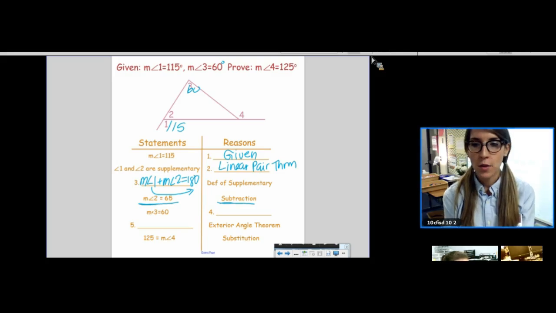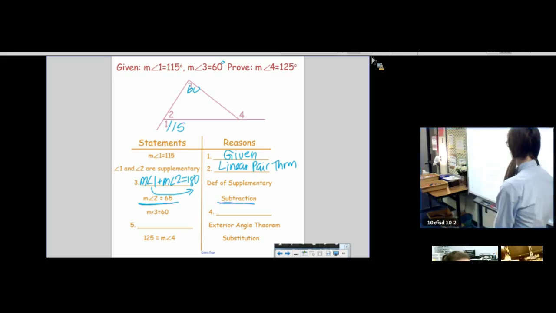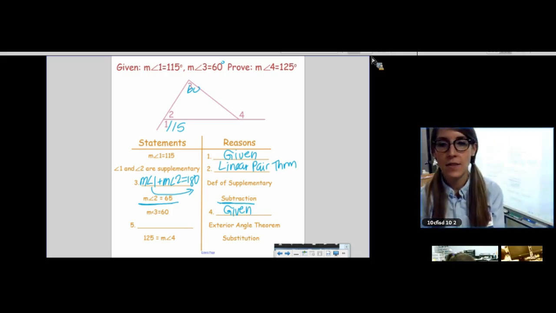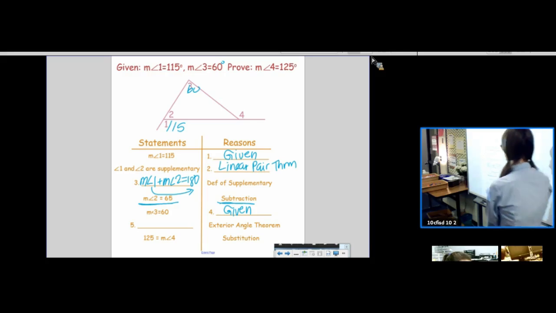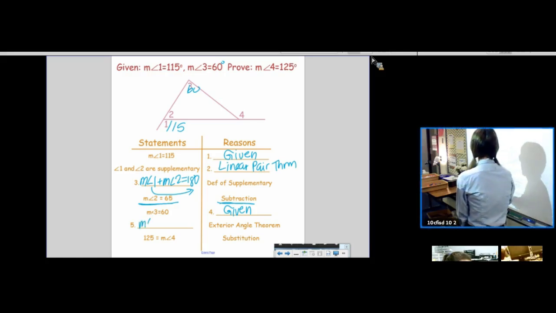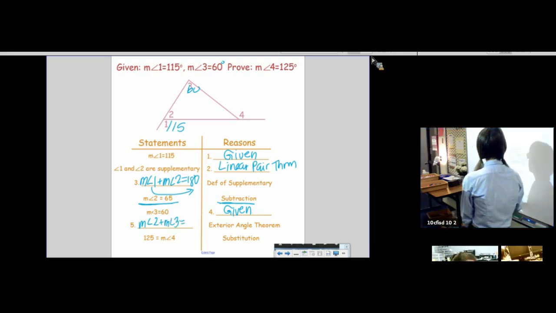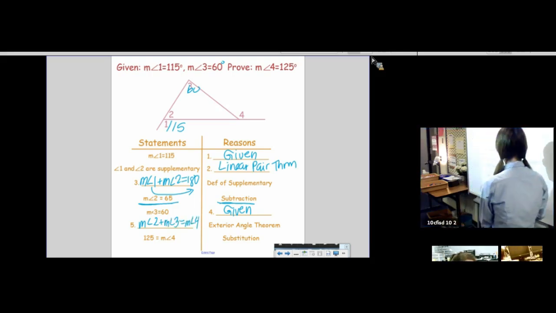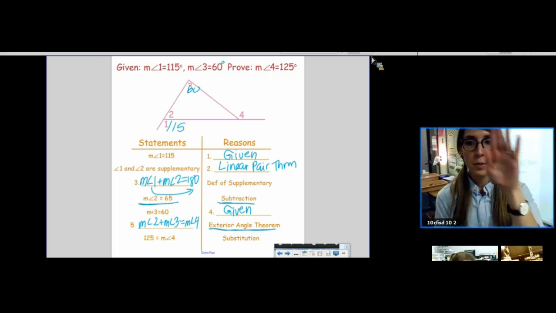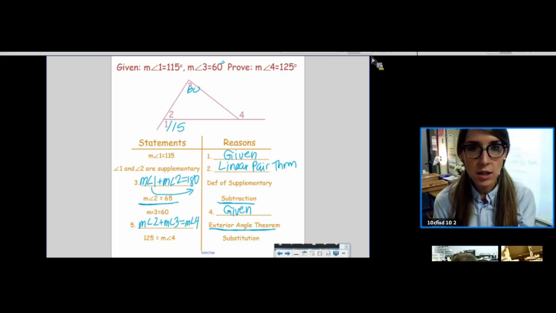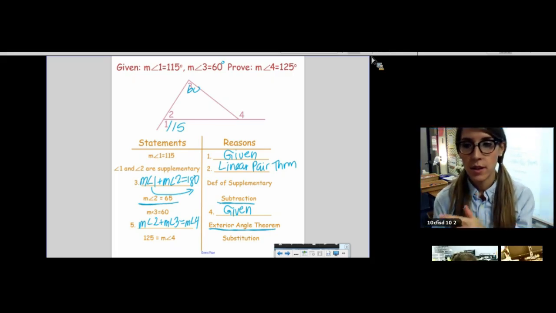The measure of angle 3 is 60. That was given. We didn't find that. That was given to us. So now we know the measure of angle 2 plus the measure of angle 3 equals the measure of angle 4 by the exterior angle theorem. Remember, that's our shortcut theorem. The 2 plus the 3 equals the 4. The remote interior angles, their sum equals the exterior angle.